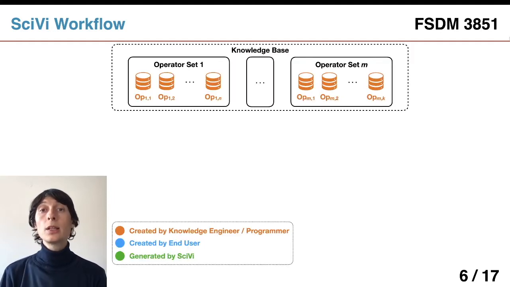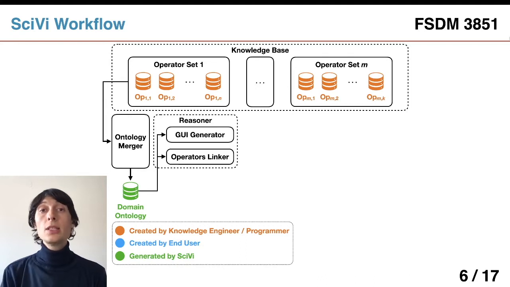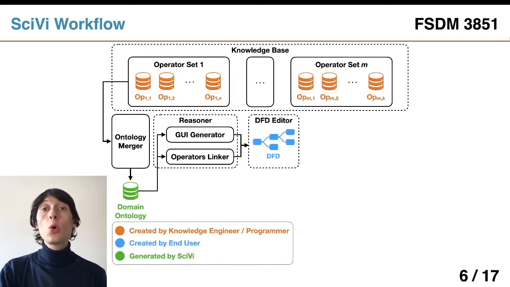Skizzy knowledge base contains ontologies describing all the available operators which are joined into sets according to the task classes to be solved. The user chooses a task class, and ontology merger automatically builds a joint domain ontology that describes all the operators suitable for this task class. This domain ontology drives the graphical user interface generator and operators linker, which provide a palette of operators. The user builds a so-called data flow diagram, specifying the desired data mining pipeline of operators.